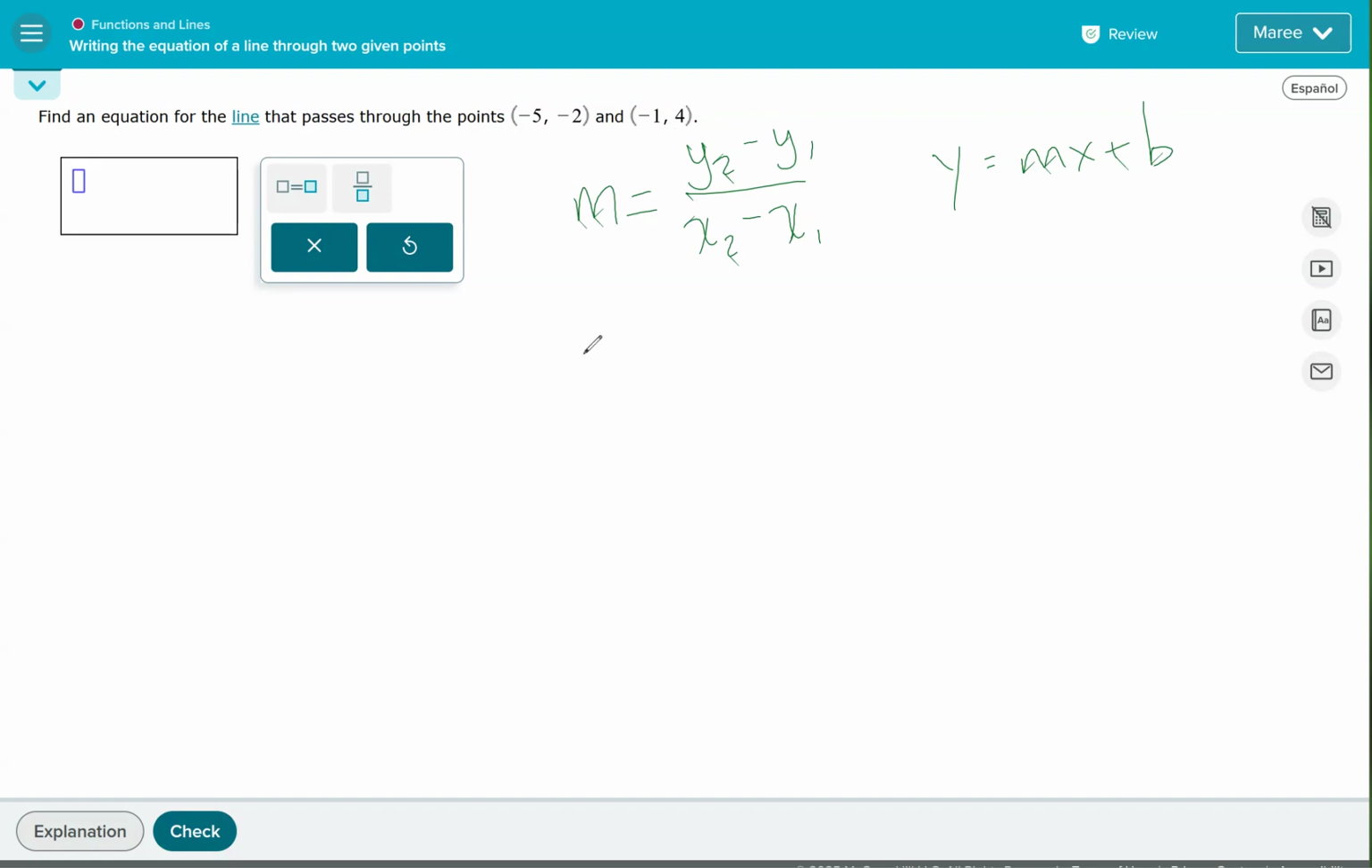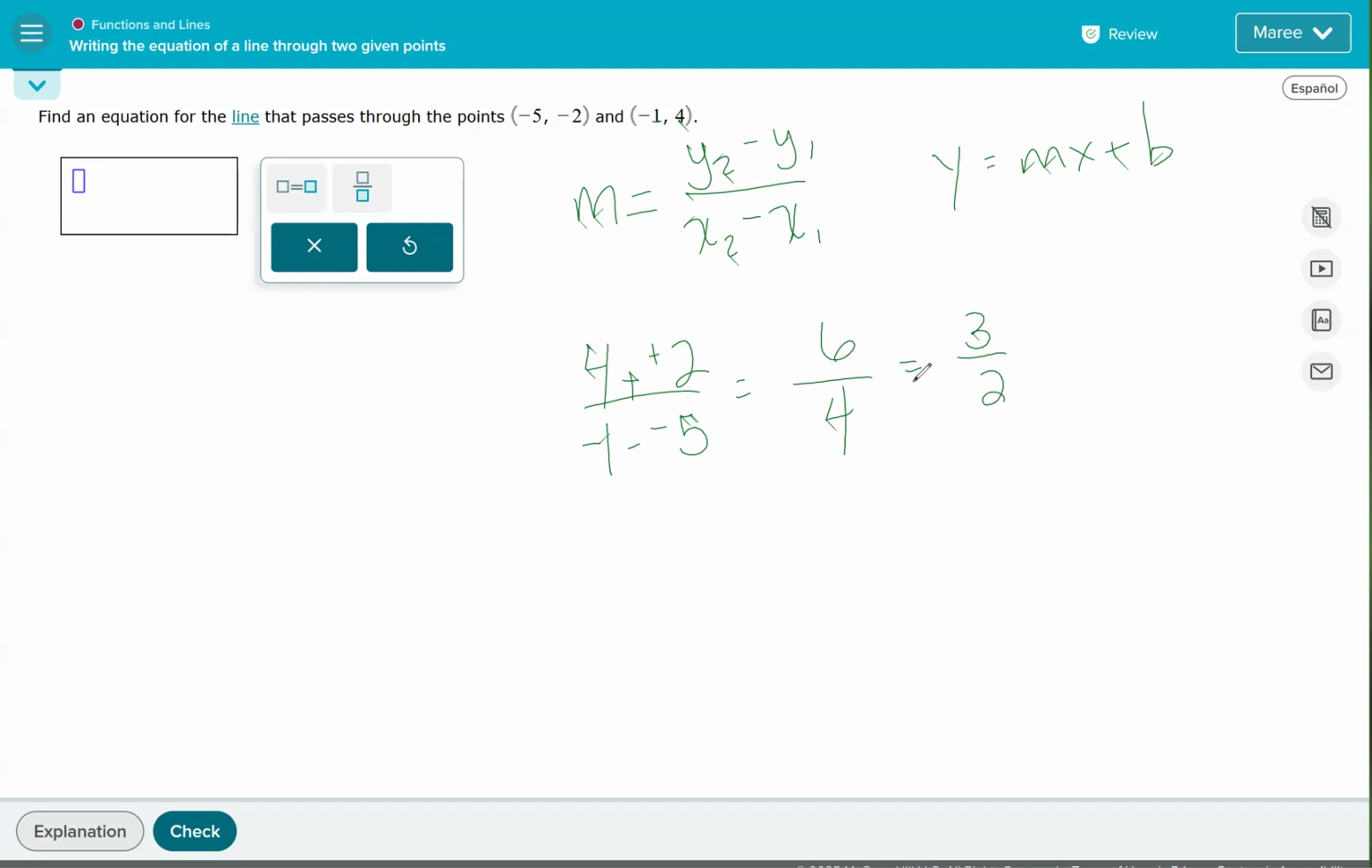We're going to take 4 minus -2. So I started with 4 on my y, so I'm going to start with -1 on my x in the denominator. So -1 minus -5. Watch your signs when you're doing these. So minus a negative, you would write it this way, it becomes a positive. So this would be 6 over 4, or 3/2.